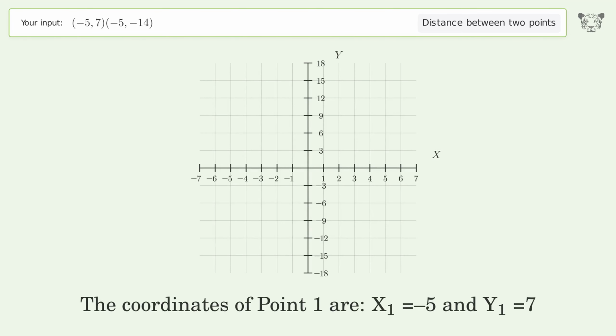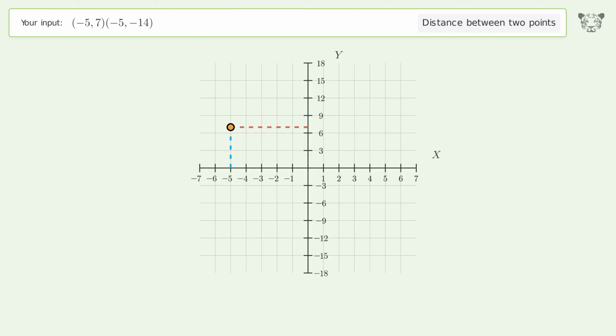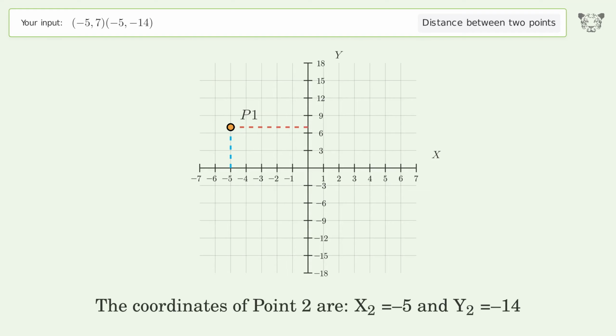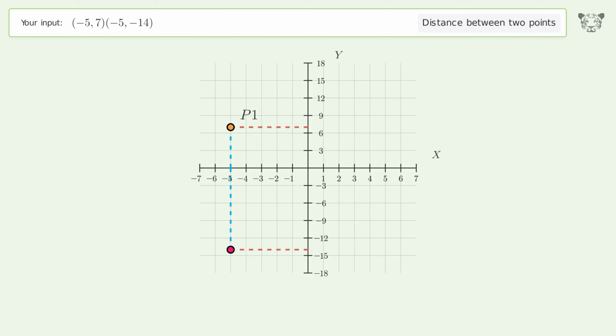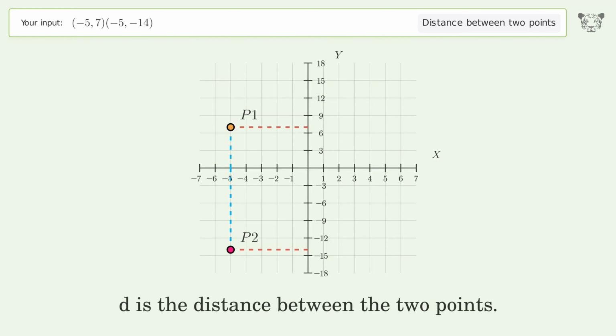The coordinates of point 1 are, x1 equals -5 and y1 equals 7. The coordinates of point 2 are, x2 equals -5 and y2 equals -14. D is the distance between the 2 points.